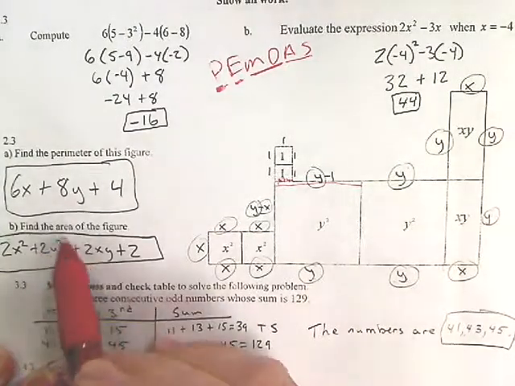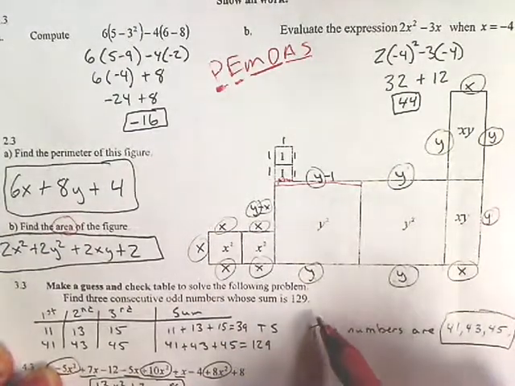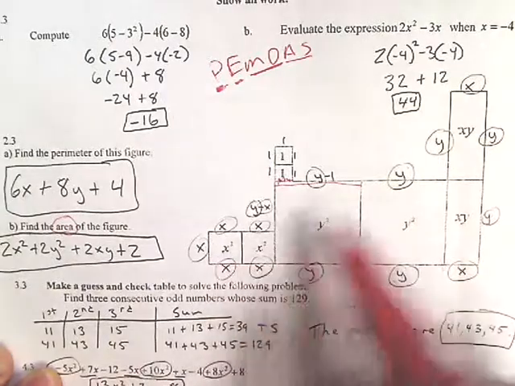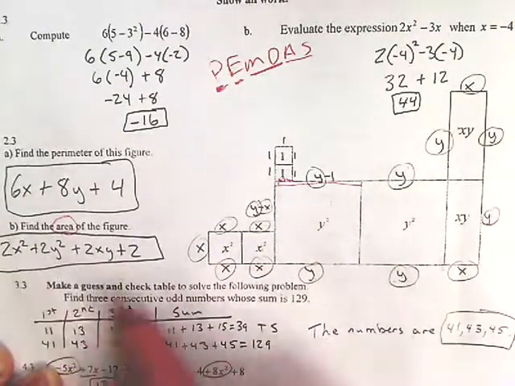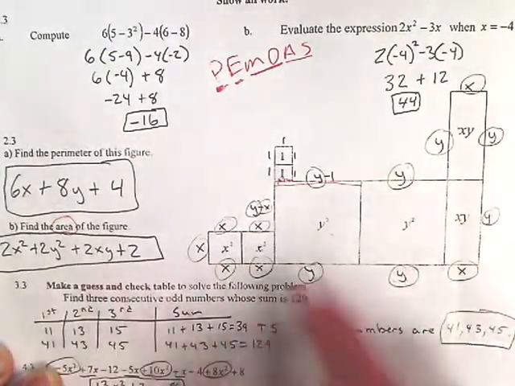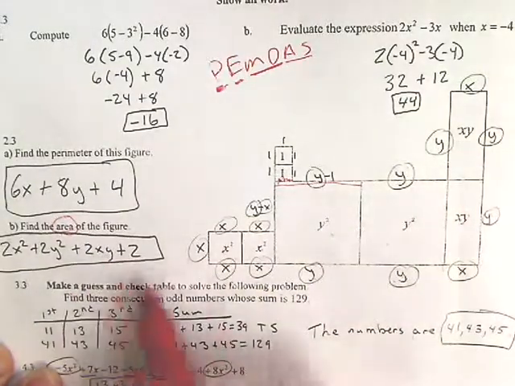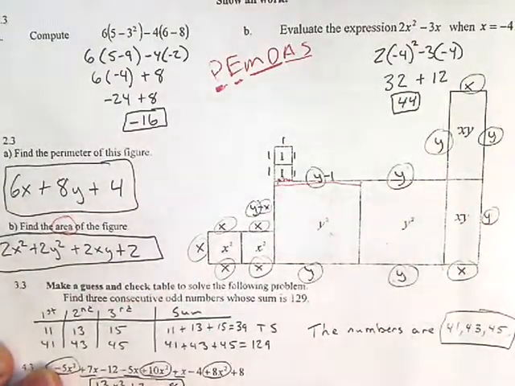And then for the area, just combine all the like terms. There's 1, 2 x squareds, 1, 2 y squareds, 1, 2 xy's, and 2 little ones. A lot of 2's.